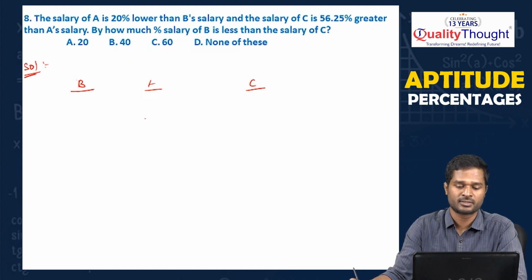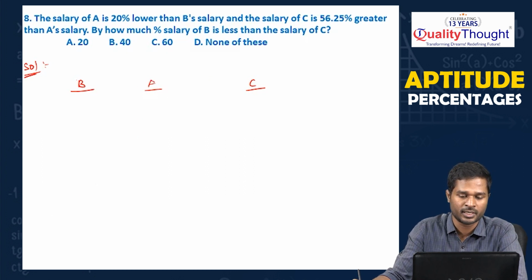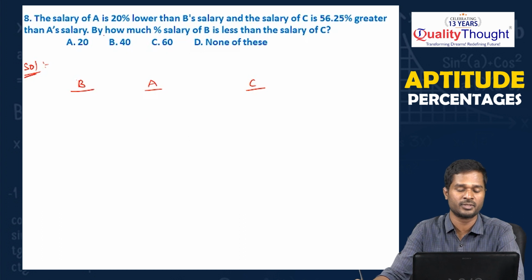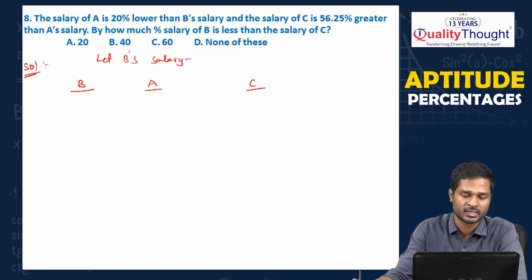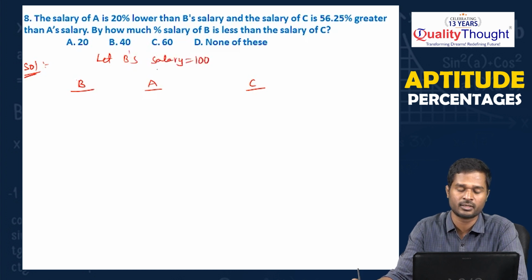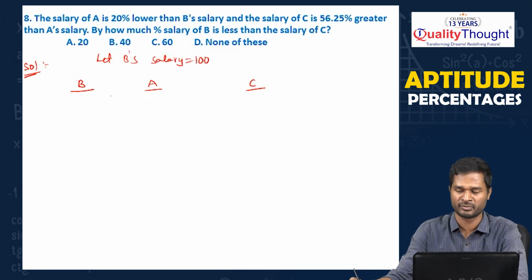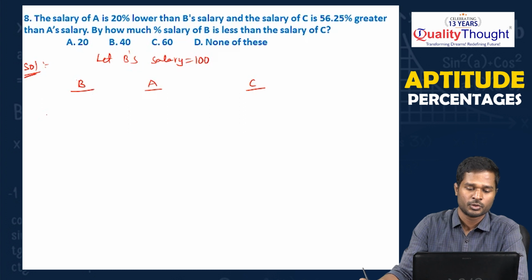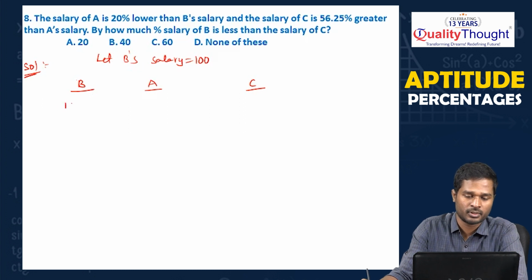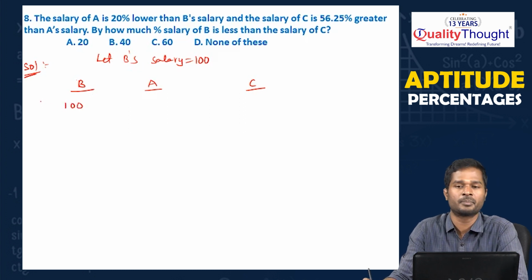Let's find the salaries of all A, B, C individually. As he is comparing the first A value with B, I am taking B as first. So let B's salary, consider it as 100. Just now we have seen, as I told you when we were solving the previous questions, any unknown value take it as 100. So I am considering B value is 100 percentage.